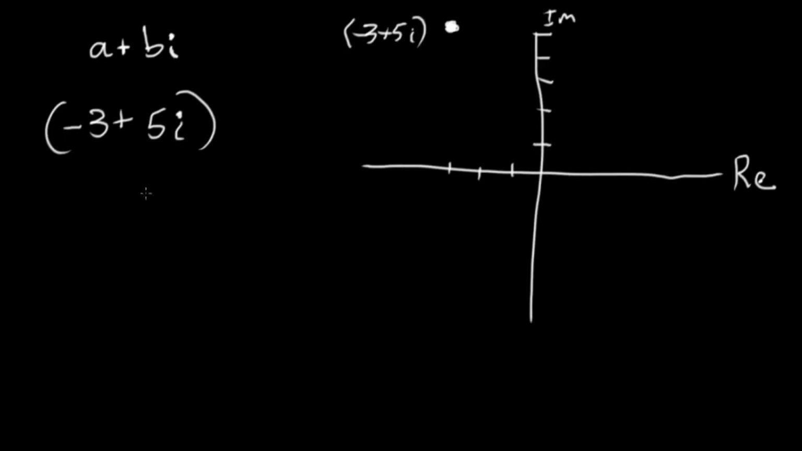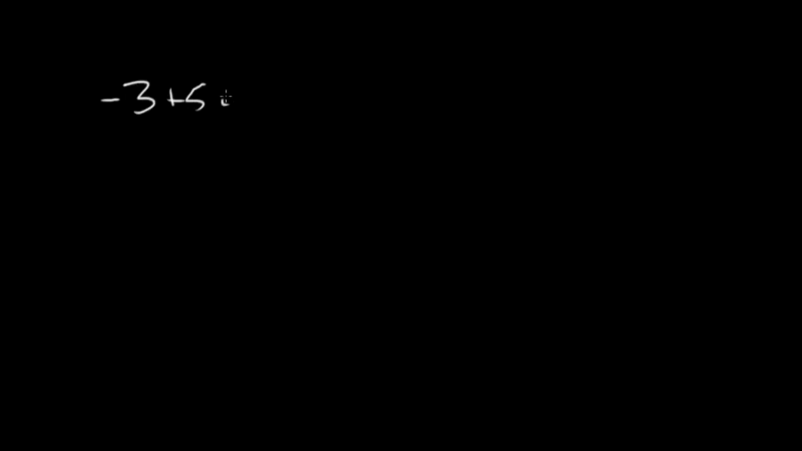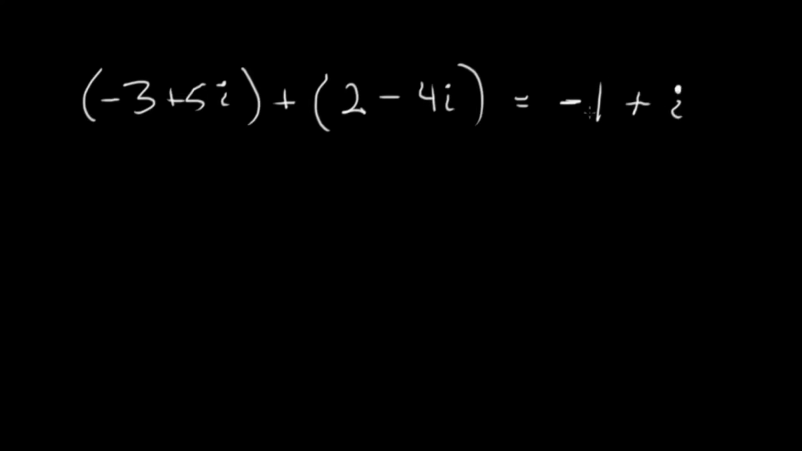So let's take negative 3 plus 5i, and let's look at addition. What happens if I add another complex number to it? So 2 minus 4i. Right? What is this going to be? Right? So the way we add complex numbers is we simply add their real and imaginary components. So negative 3 plus 2 is going to be negative 1, and 5i plus negative 4i, that's going to be 1i. So negative 3 plus 5i plus 2 minus 4i is going to be negative 1 plus i.